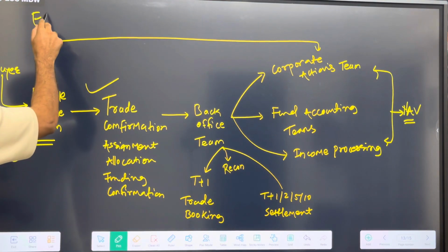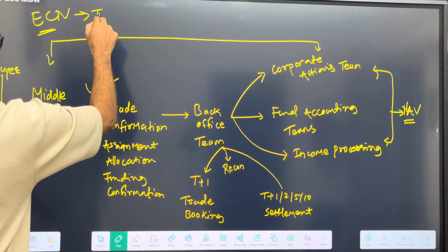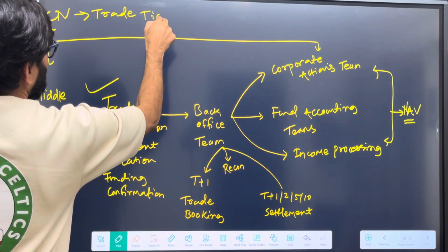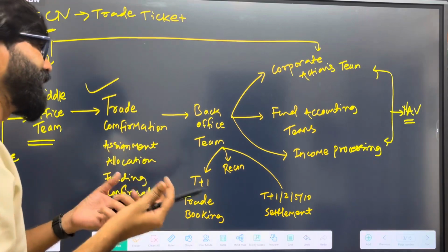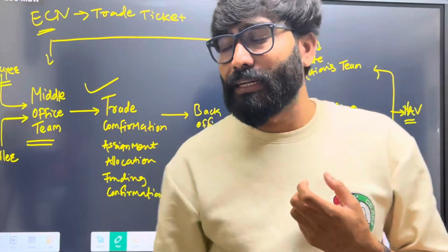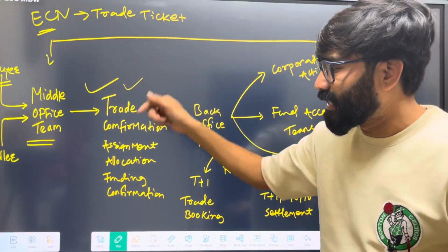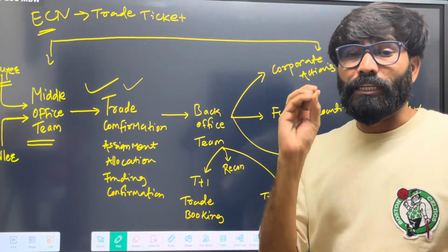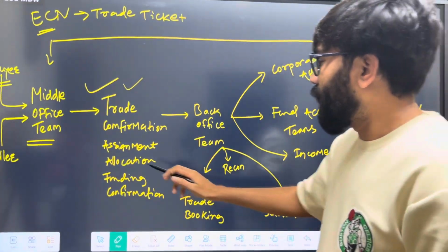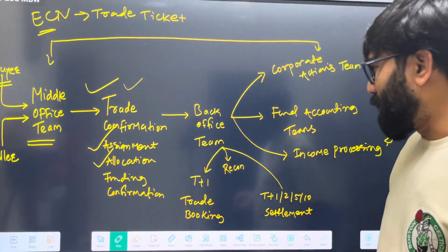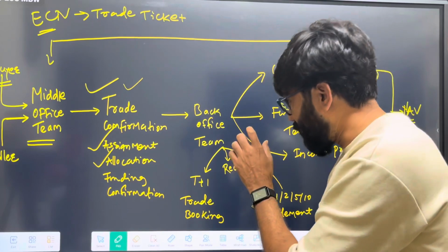When we say ECN, it means electronic communication network system, which generates the trade ticket. Buyer and seller, both counterparts, refer to the same trade ticket. That activity we call trade confirmation, where buyer and seller send the trade tickets with quantity, price and amount information and ask for a confirmation. Once they provide confirmation, they can sign the digital agreements. It can be an assignment, allocation, assignment agreement, funding or confirmation agreement, where they sign it.